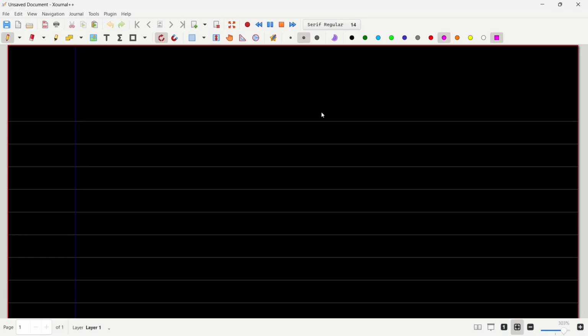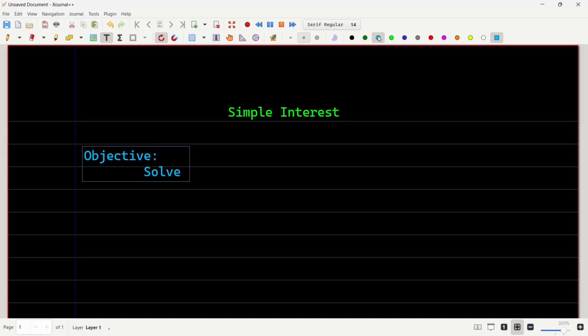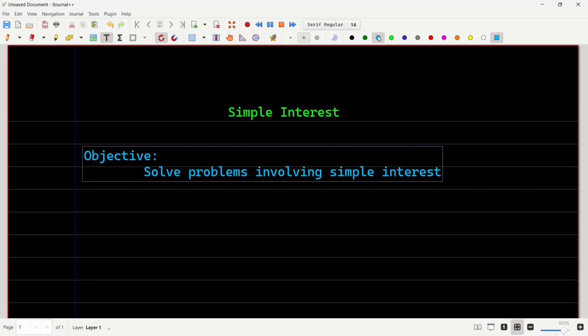New day, new math lesson. Let's see. We're going to start off with simple interest today. So, simple interest. And before we start, let me just put out the objective for this. The objective for today is to solve problems involving simple interest.